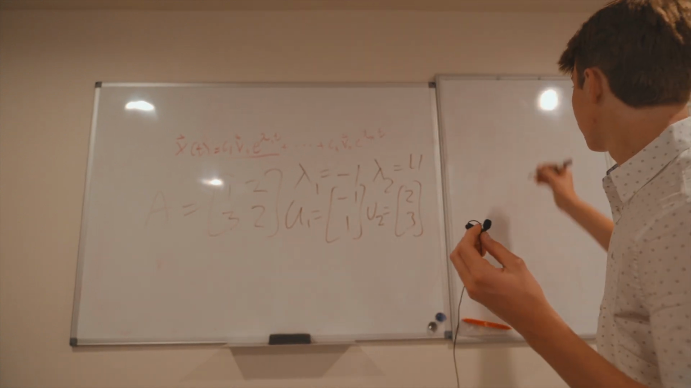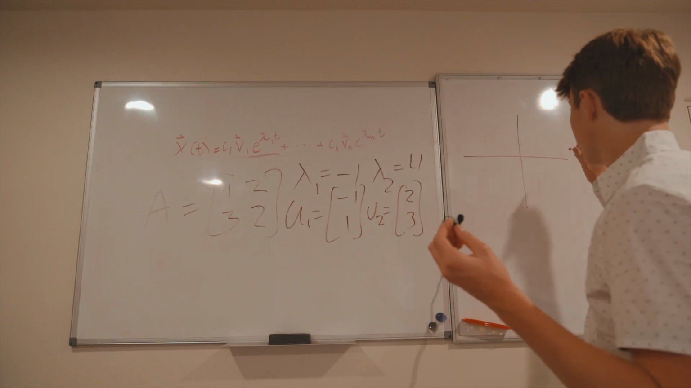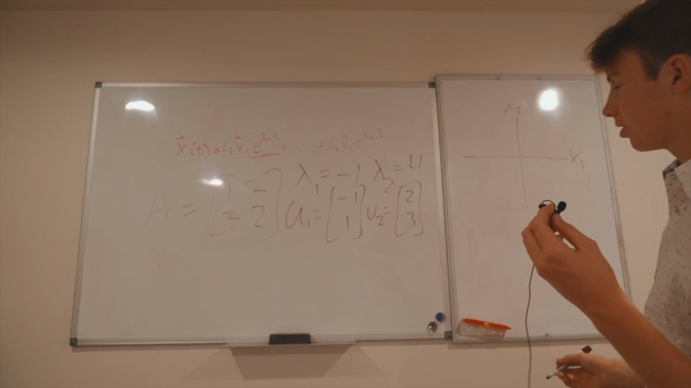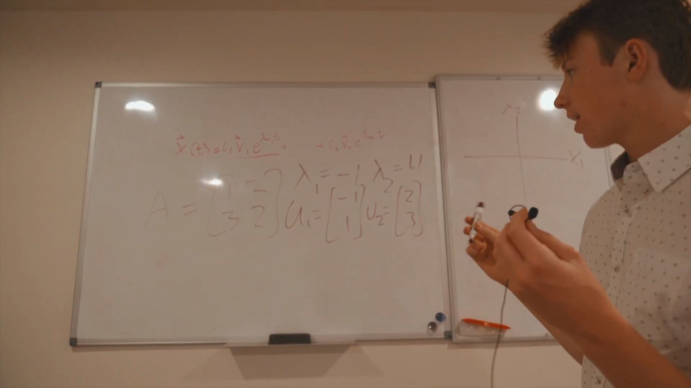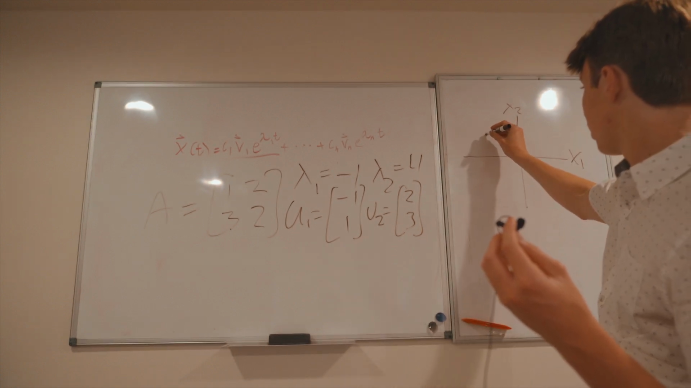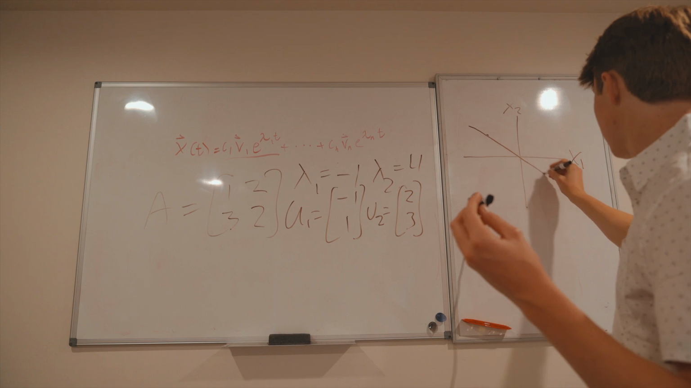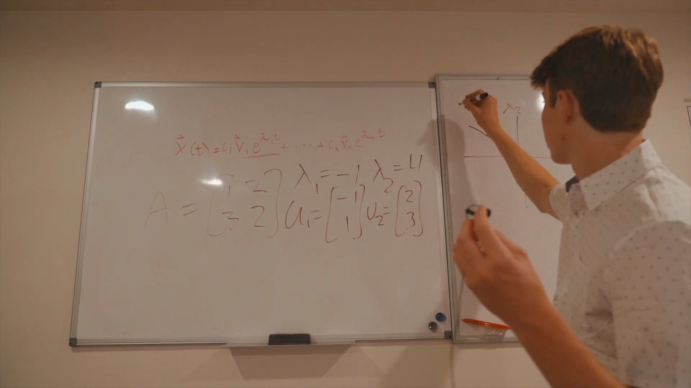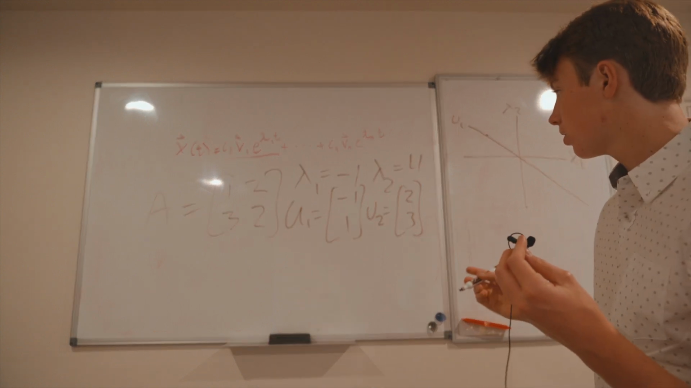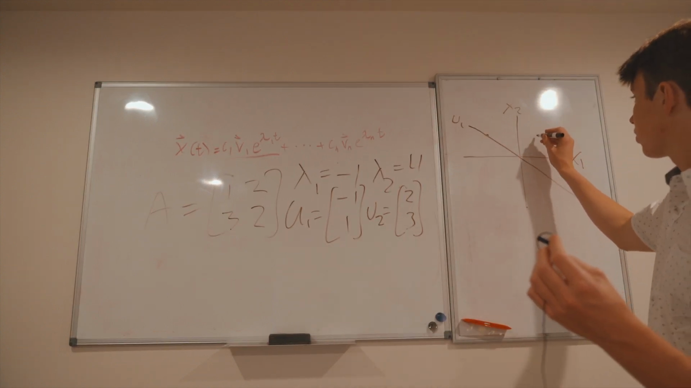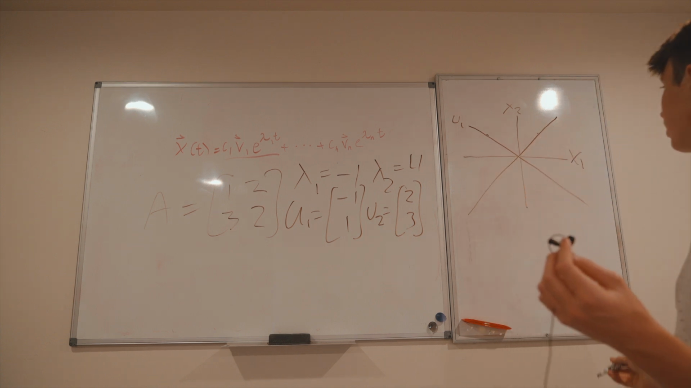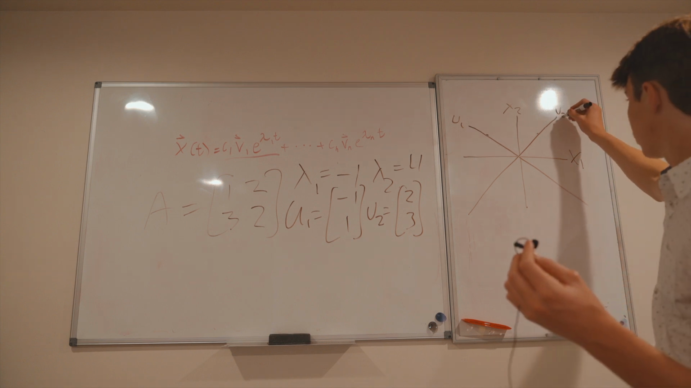If we draw our graph here, we will have x1 and x2. So, now we have eigenvector 1, negative 1, 1. So you will have negative 1, 1. That gives us a line that goes straight through the origin. And we'll call it u1. And we also have eigenvector 2, which is 2, 3. There. Coming down like that. And that is u2.